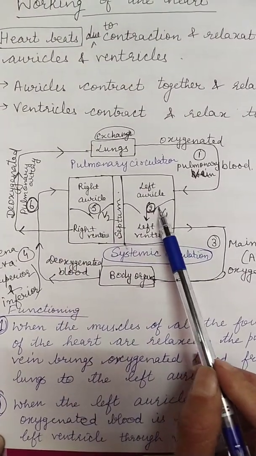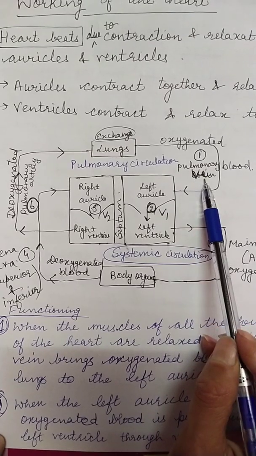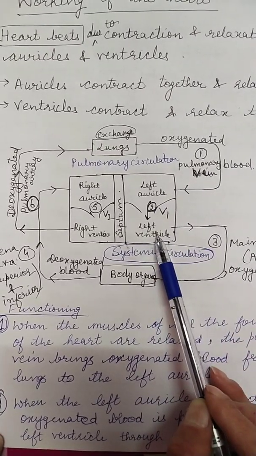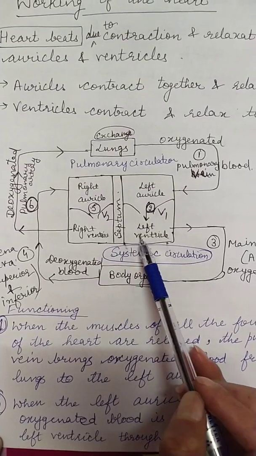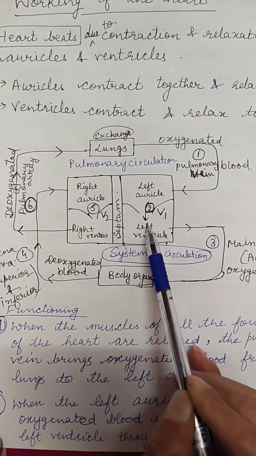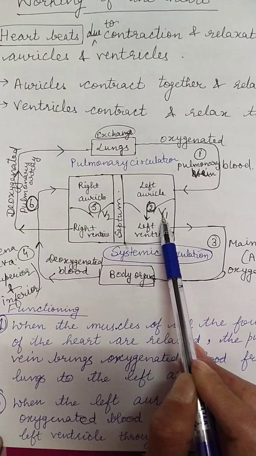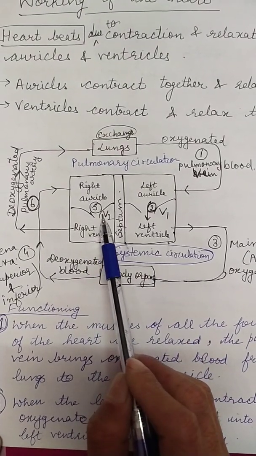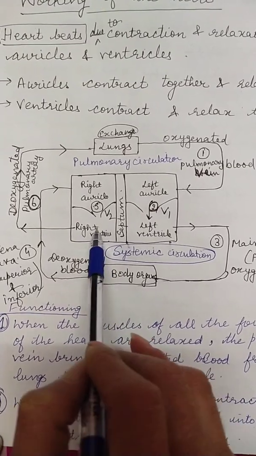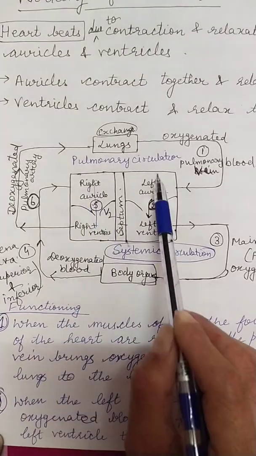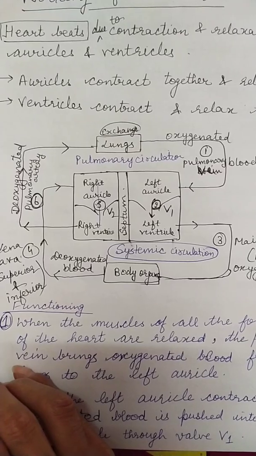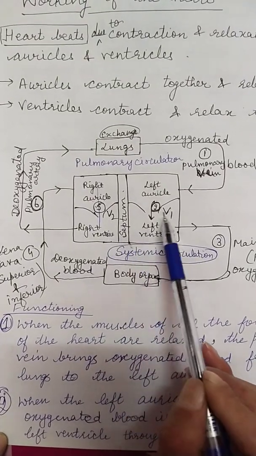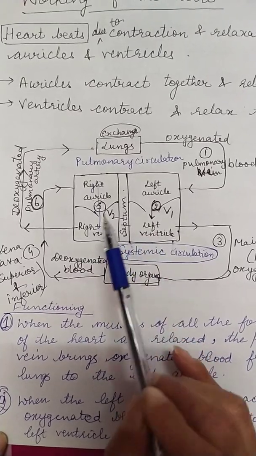Now what happens? Oxygenated blood that has entered into the left auricle has been pushed into the left ventricle. As the left ventricle contracts, V1 closes. As the right ventricle contracts, V2 closes, so that the blood is not pushed back into the auricles. It is not moving back into the auricles. So remember the function of valves: to prevent the backflow of blood.